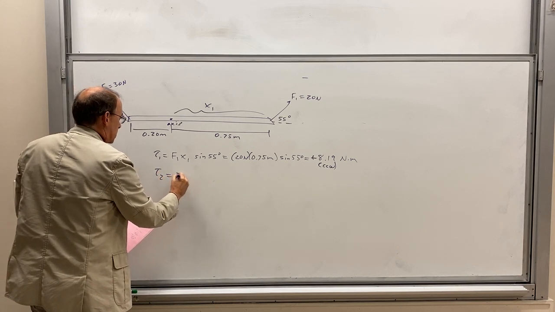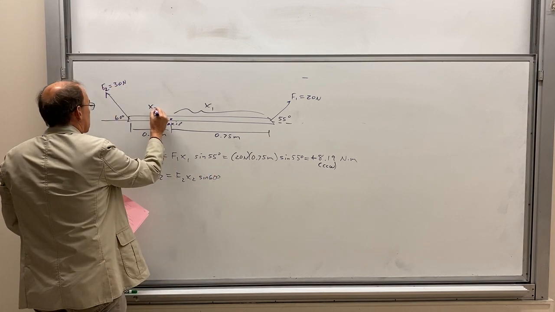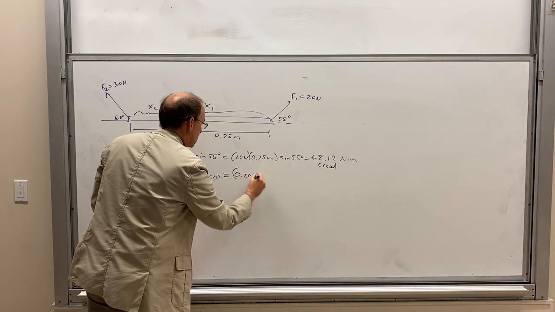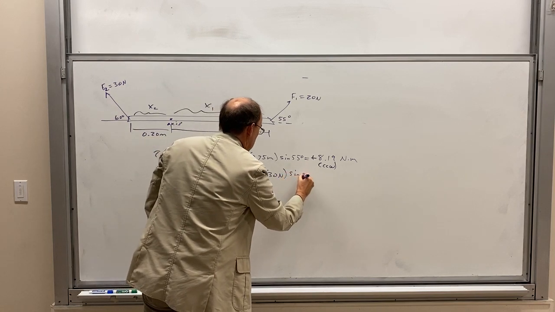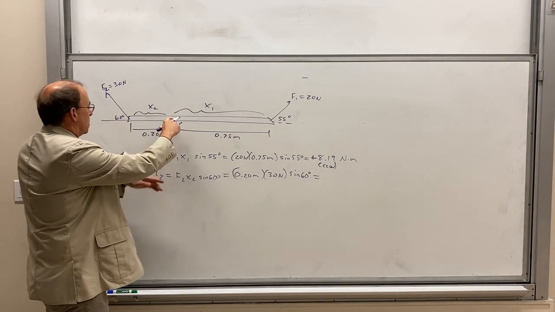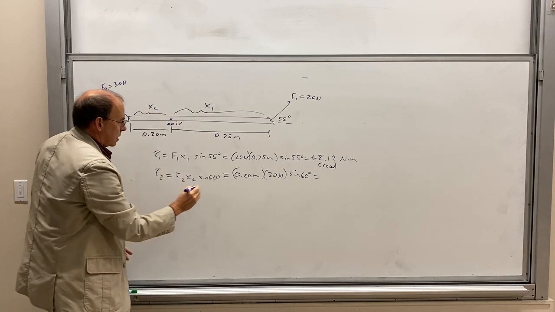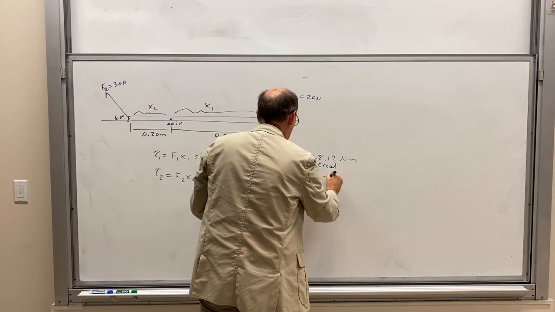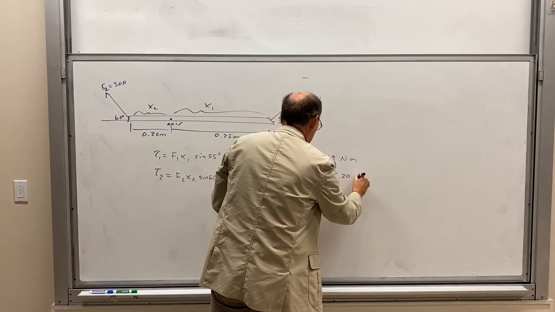Tau 2 is F2 x2 sine 60. This is x2. That's 0.2 meters, 30 newtons, sine 60. But if my axis is here, pushing out here would rotate clockwise, so that's negative. So this is minus 5.20 Newton meters.